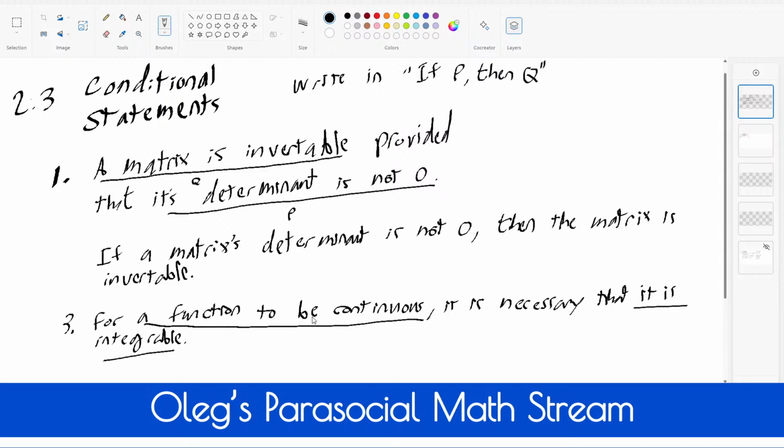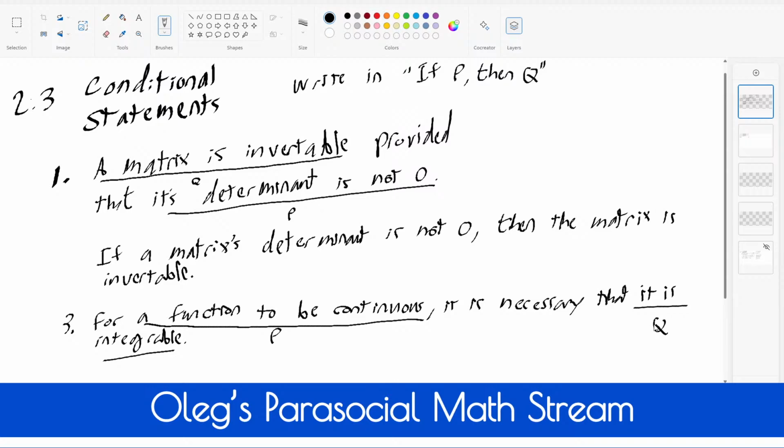So let's find out what that comes out to. For a function to be continuous, it is necessary that it is integratable. For P, it is necessary that Q. Okay, although, let me think about this for a minute here. That's the structure. Or we can say, let's think about this for a minute. Q is a necessary condition for P.